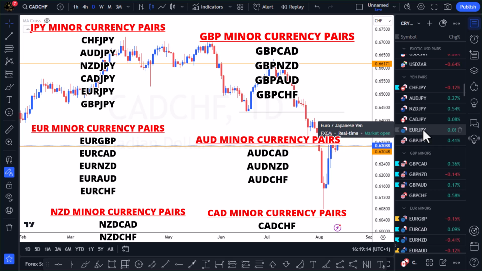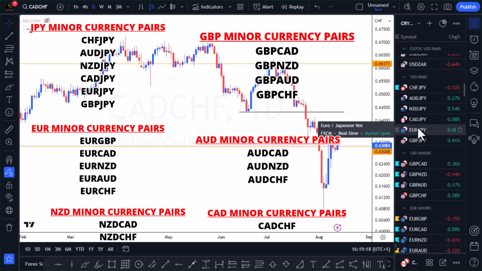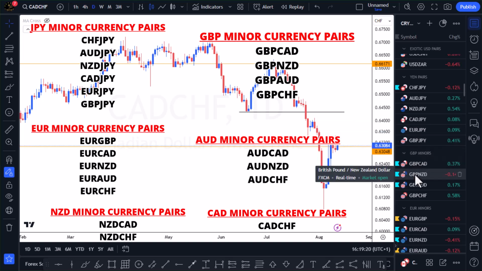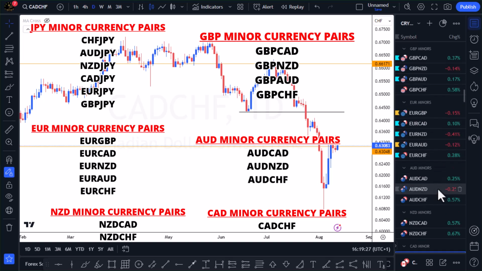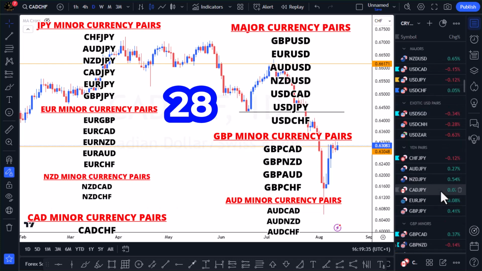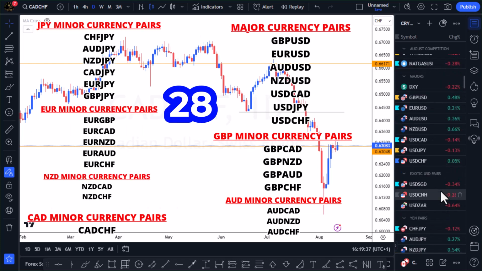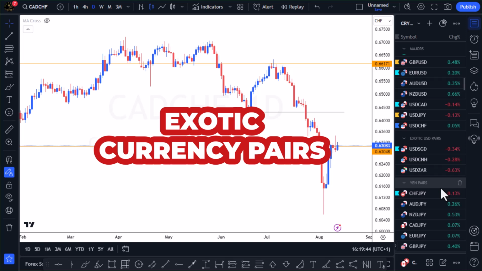Let's count them out, starting from the Swiss yen. 1, 2, 3, 4, 5, 6, 7, 8, 9, 10, 11, 12, 13, 14, 15, 16, 17, 18, 19, 20, 21. You can see we have 21 minor currency pairs. Together with the major, we have 28 currency pairs. That is 7 major currency pairs and 21 minor currency pairs. So now let's proceed further to the exotic currency pairs.